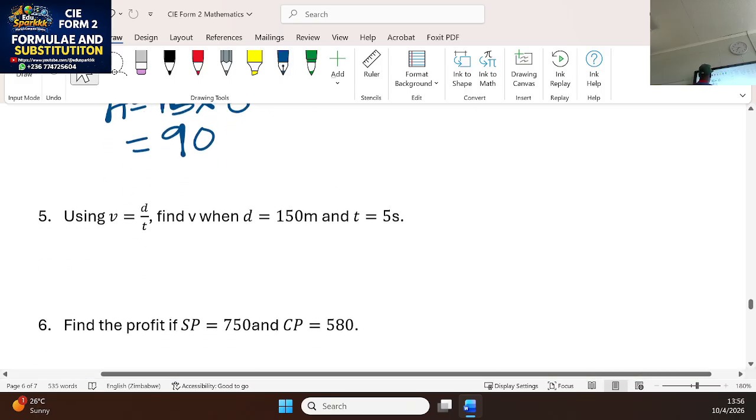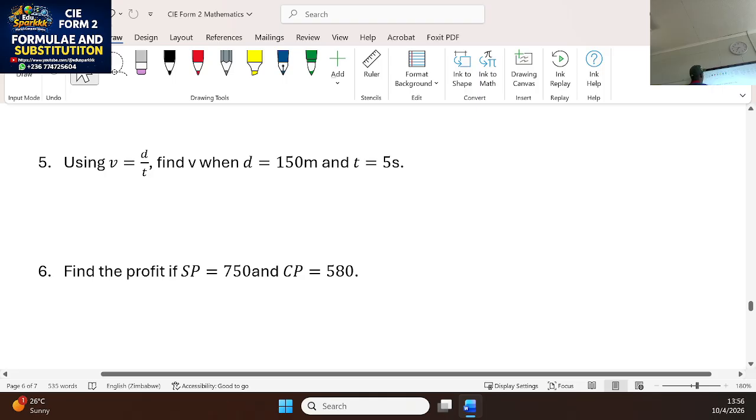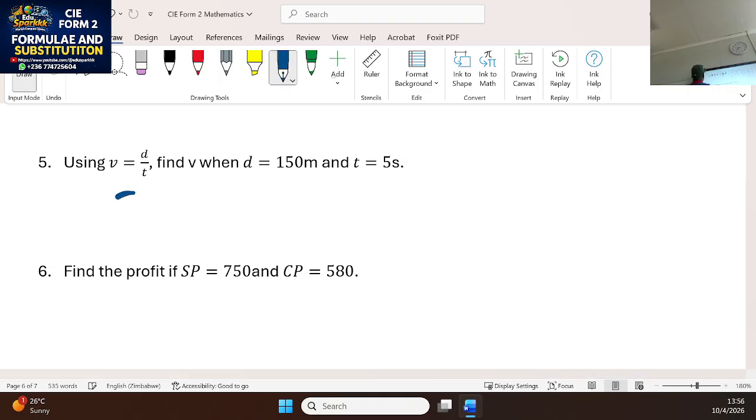Then still moving, using v equal to d over t, find v when d is 150 and t is 5. And when we do so, it gives us 30, and this is meter per second. Units will be important there.